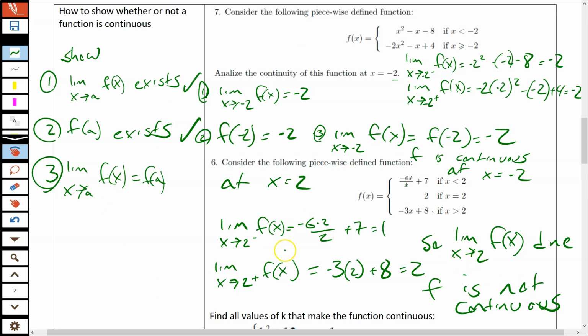So it does not meet this definition. And then I don't have to check f of 2, although that one is easy, because we know that all three parts of the definition have to be true. So if one is not true, then we don't worry about the rest of them.